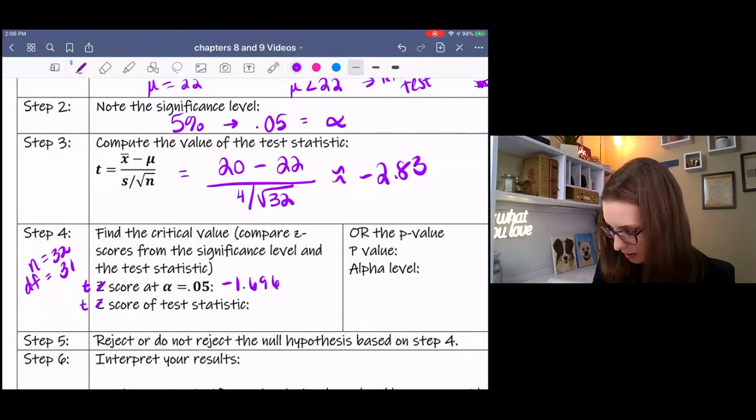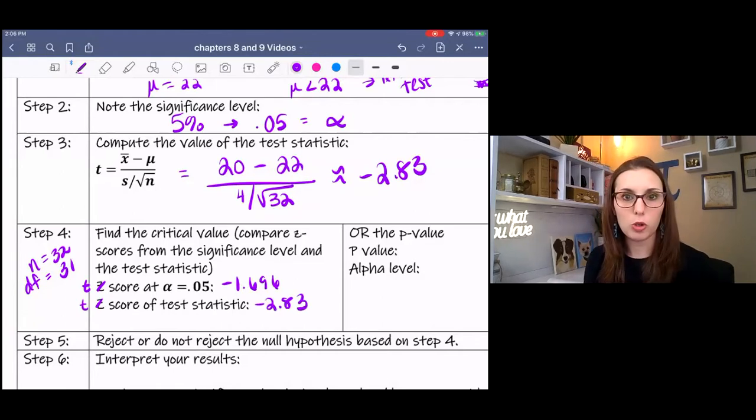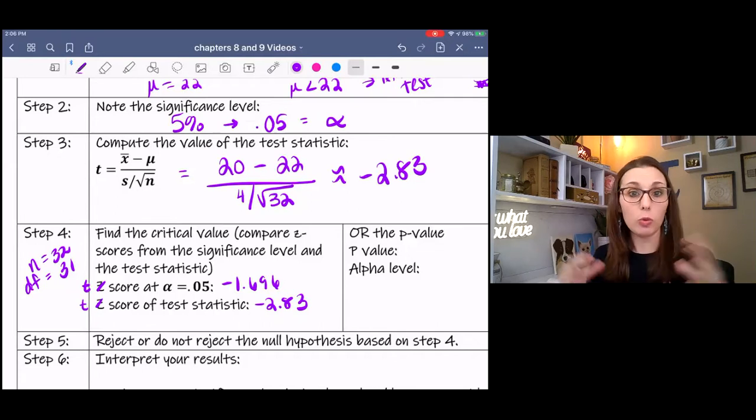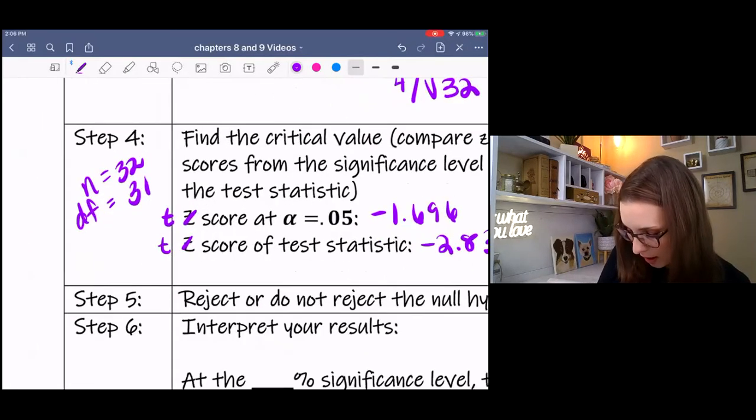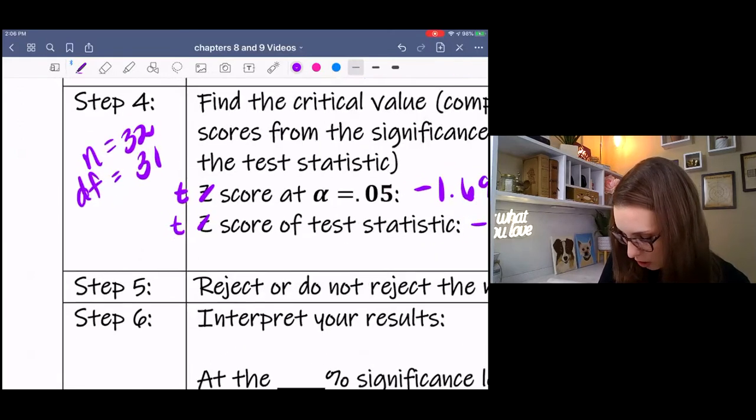1.696. Our test statistic was negative 2.83. So if we were to draw our picture with our curve, you would now decide if negative 1.696 is the cutoff, is negative 2.83 past the cutoff? Yes, it is, which means it puts it in the rejection region. So if you're having trouble picturing that, you might draw your curve.